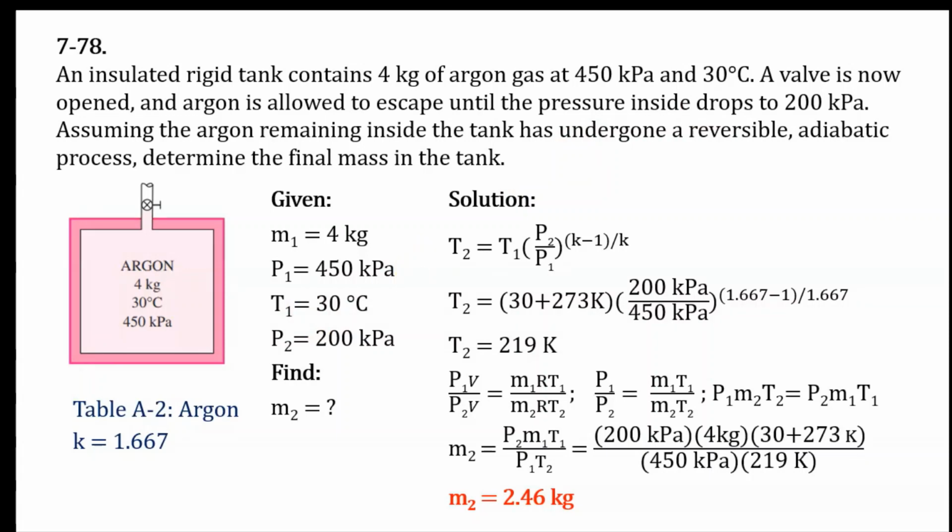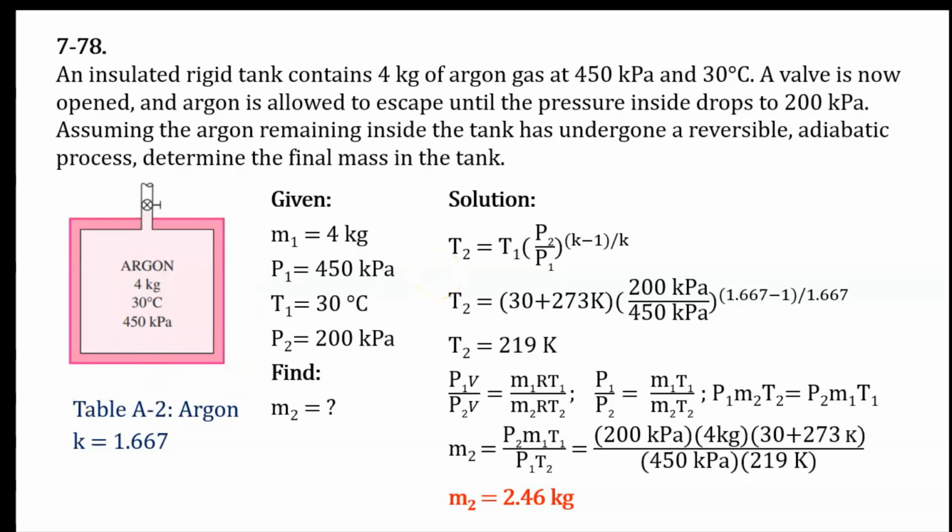So let's assume at specified conditions, argon can be treated as an ideal gas. The process is given to be reversible and adiabatic, and thus isentropic. Therefore, isentropic relations of ideal gases apply.